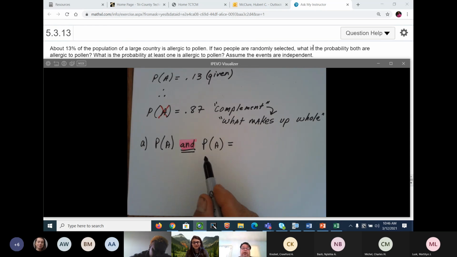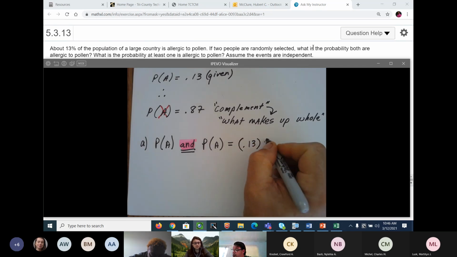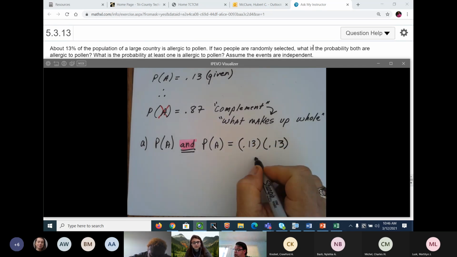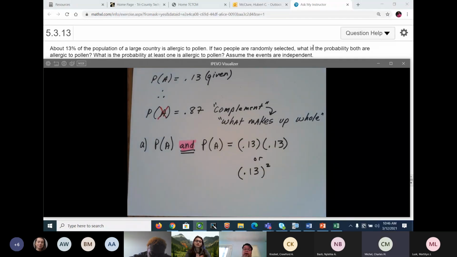All right. So multiplicative law means that I'm going to do what with 0.13? Multiply 0.13 times 0.13, or 0.13 to the what? Second power. How come you're doing it twice? Oh, two people. Yep. The question says, if two people are randomly selected, what is the probability of allergic and allergic?